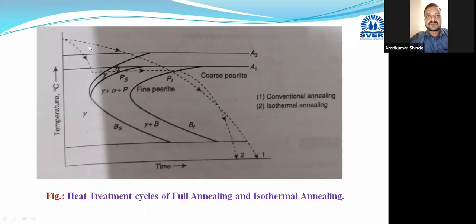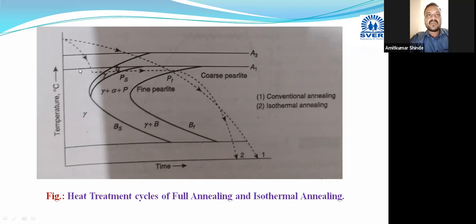The two curves here in this diagram. Okay, the number one curve is for conventional annealing, or full annealing, or normal annealing, and this is the isothermal annealing. Initially it is rapidly cooled below the A1 temperature, and here the sample is held at this constant temperature for some period of time, and then it is cooled in the air.